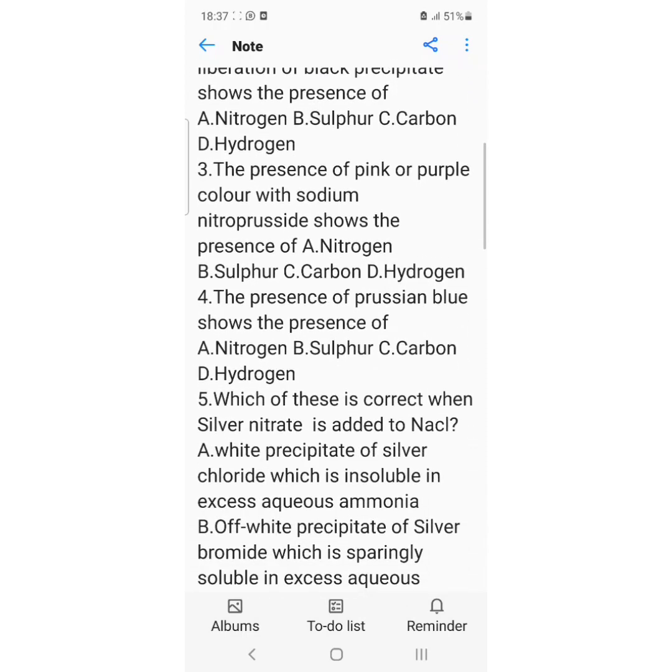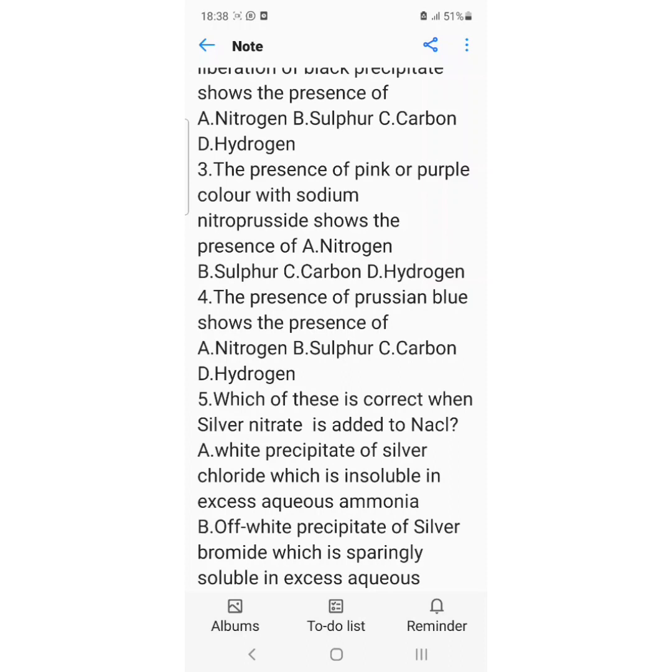Number 3 says, the presence of pink or purple color with sodium nitroprusside shows the presence of dash. A. Nitrogen. B. Sulfur. C. Carbon and D. Hydrogen. So what is the answer? The presence of pink or purple color with sodium nitroprusside shows the presence of sulfur. So as you know, the liberation of black precipitate also shows the presence of what?